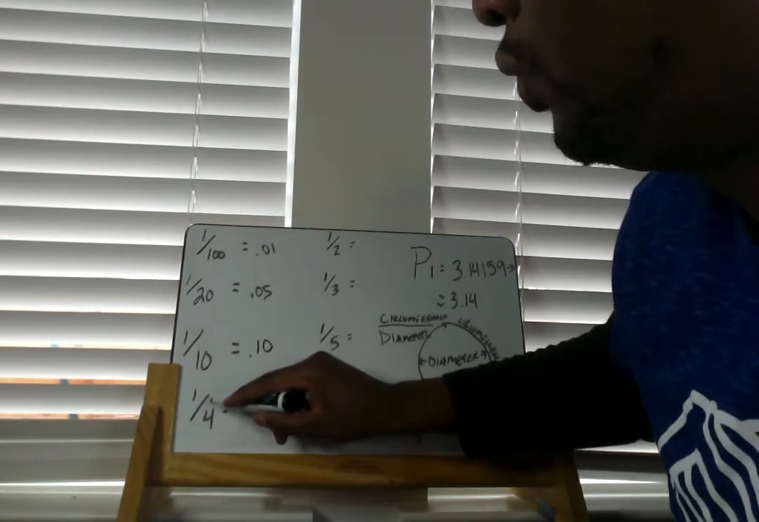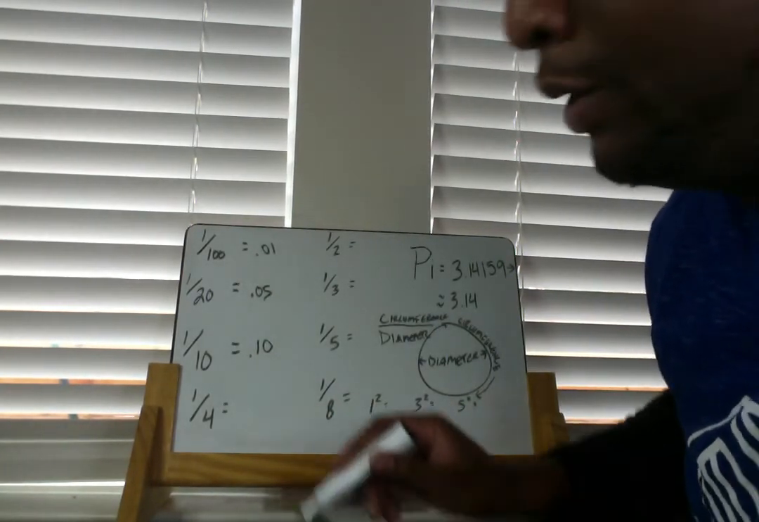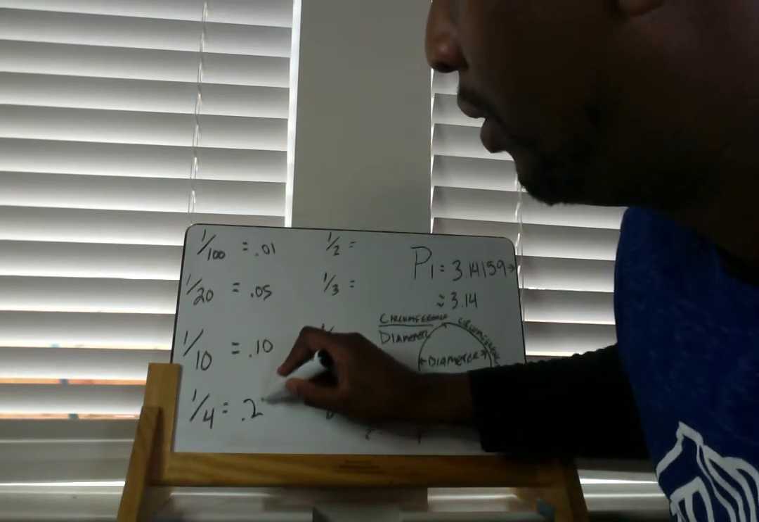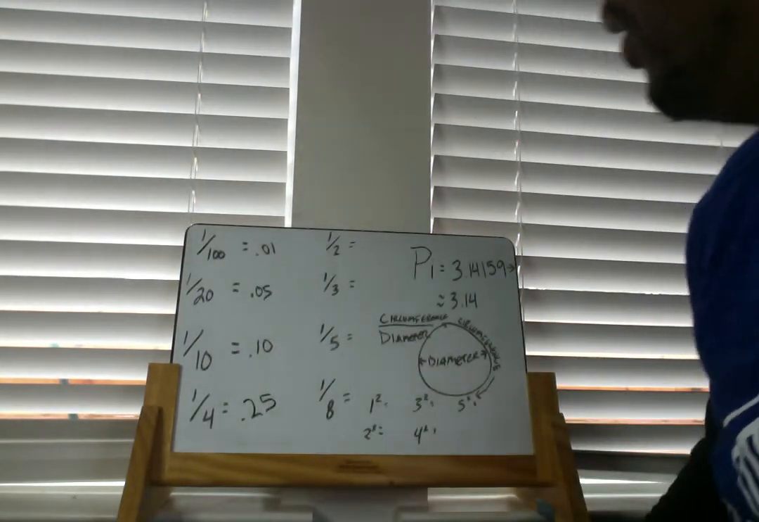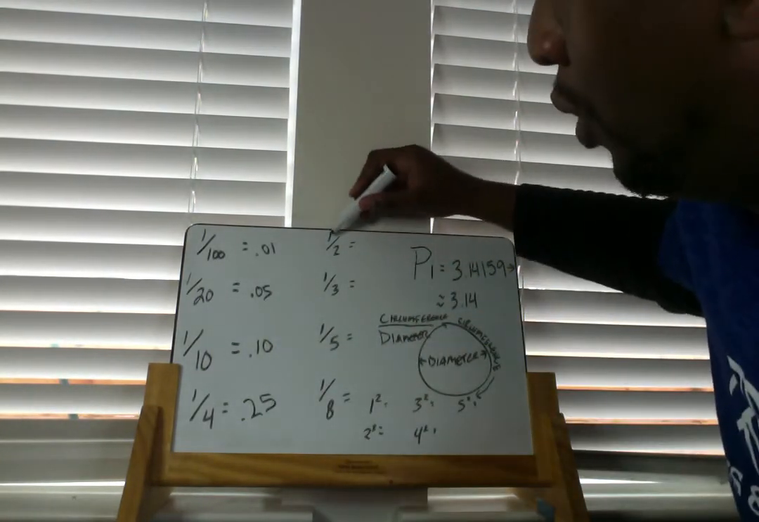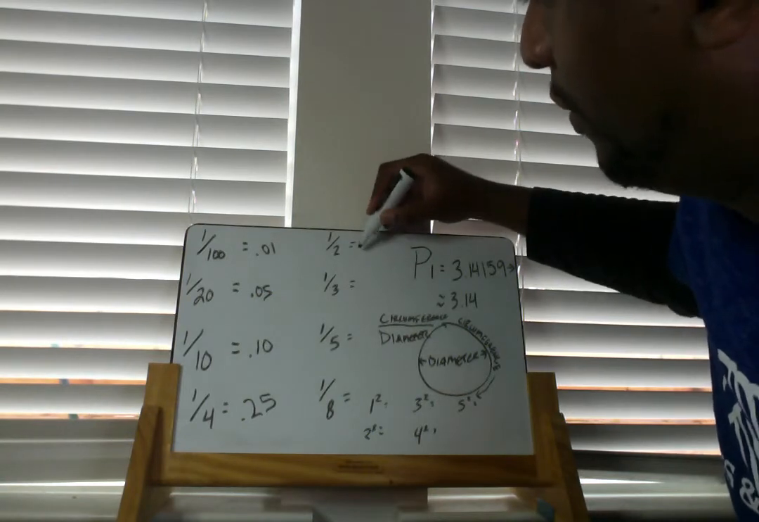1/4, what goes into $1 4 times? You know it, a quarter. Okay, what goes into $1 twice? 50 cents.